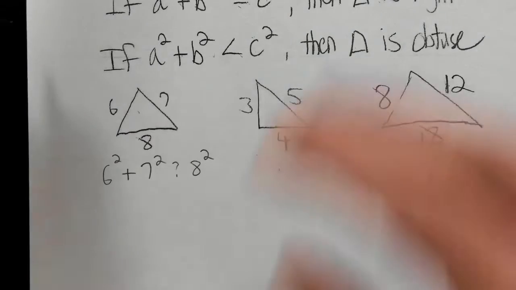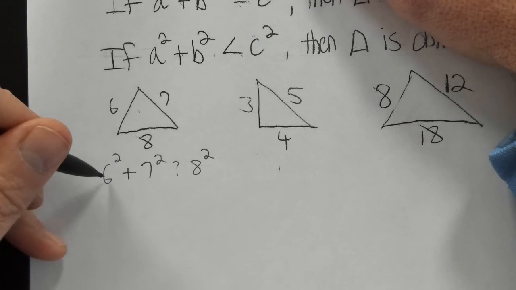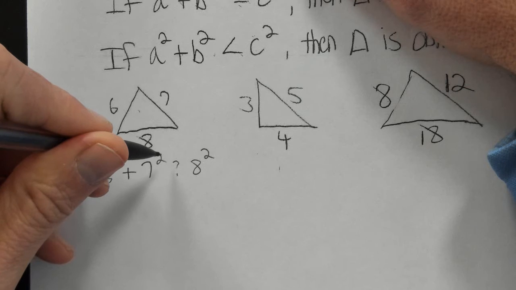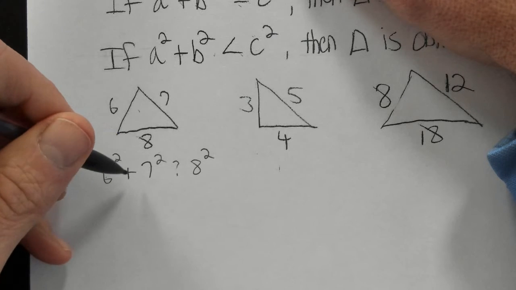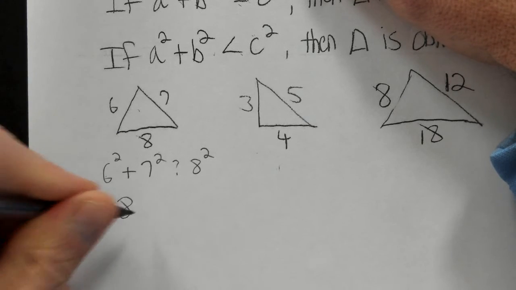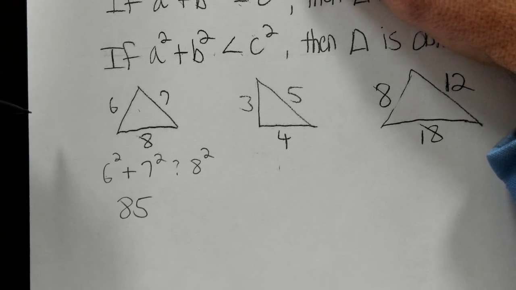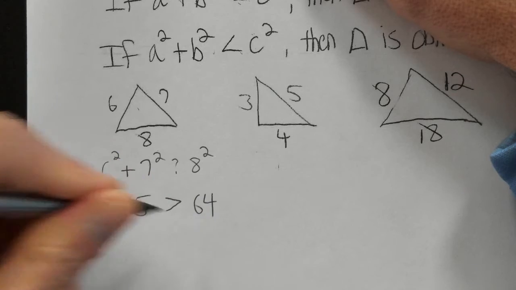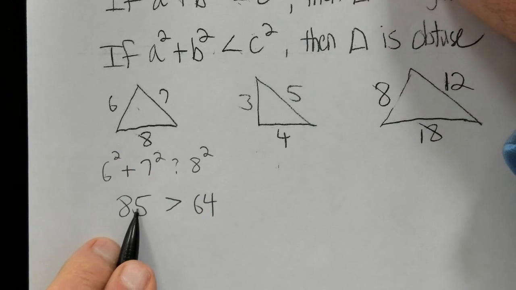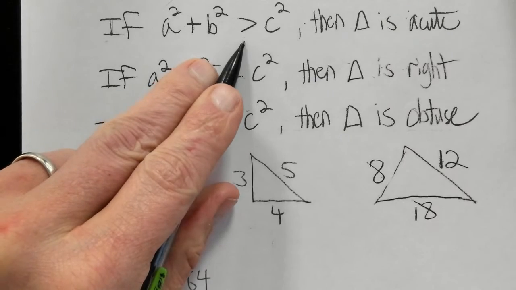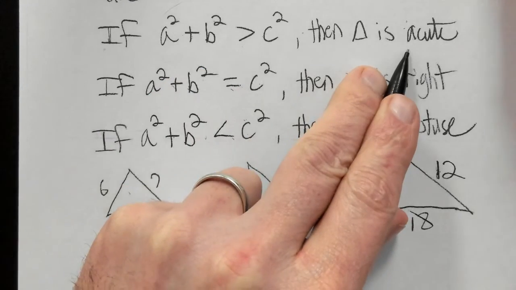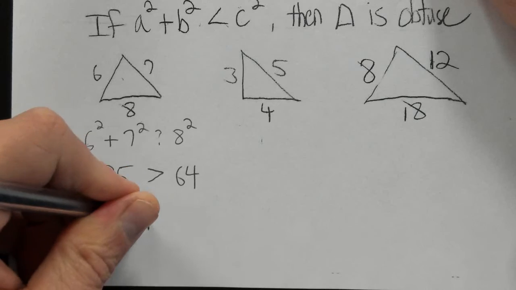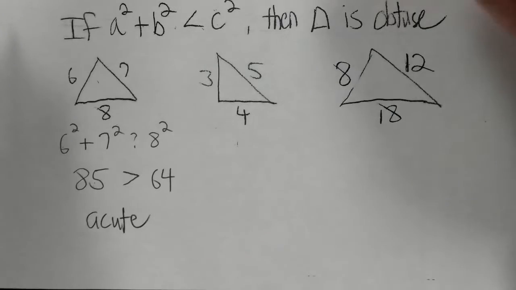Okay, so let's take a look at the numbers. 6 squared is 36, 7 squared is 49, and so 36 plus 49 is 85, and 8 squared is 64. So what that means is the A squared plus the B squared part is greater, which means the triangle itself has to be acute. So acute is the right answer there. Okay. So again, you're just testing the numbers.